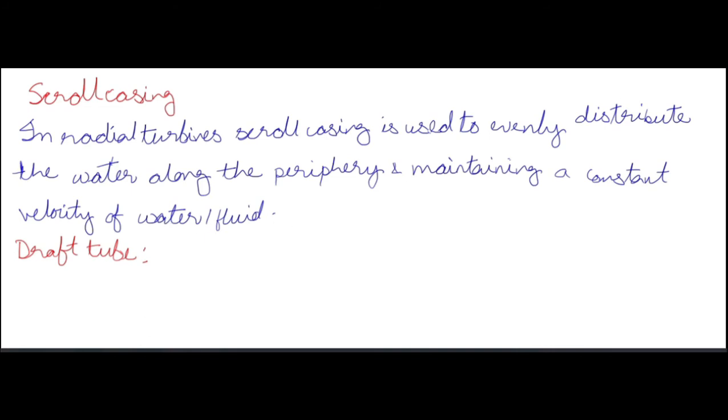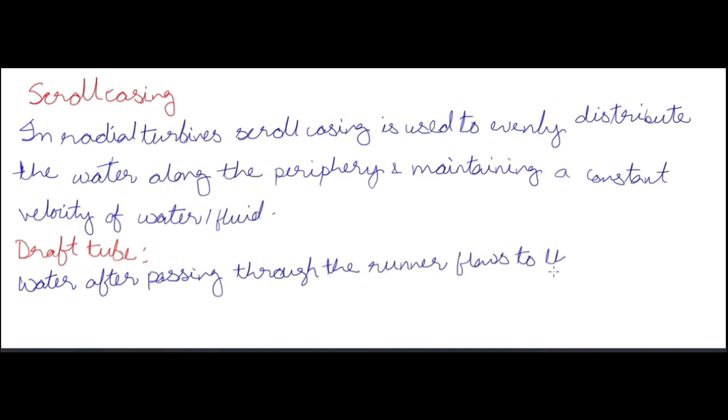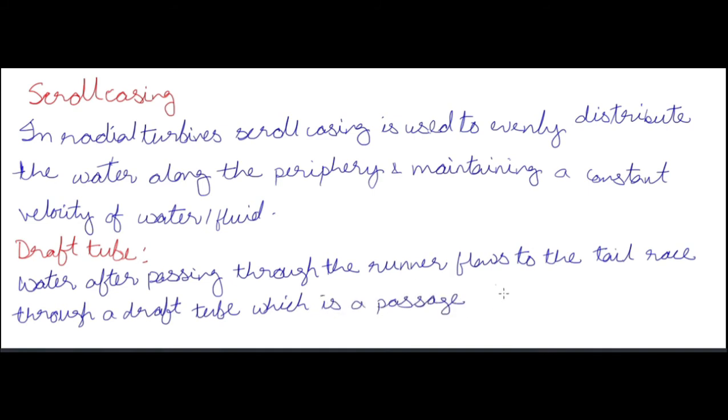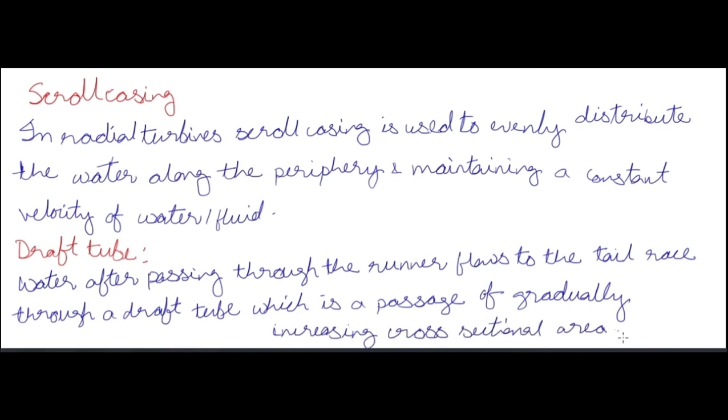Now we have the draft tube. The draft tube is the portion of the turbine through which water passes and goes into the tail race. This is of gradually increasing cross sectional area. The scroll casing was of gradually decreasing cross sectional area, and the draft tube is of gradually increasing cross sectional area.